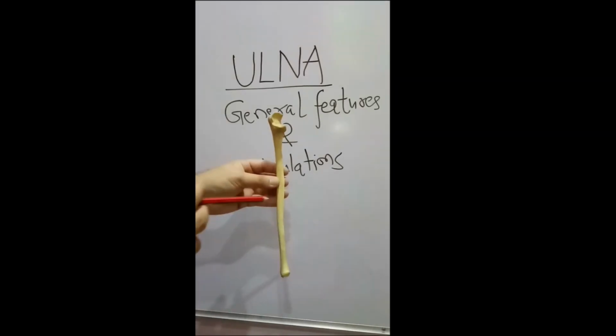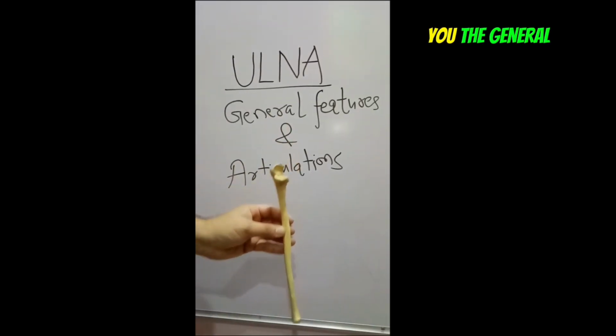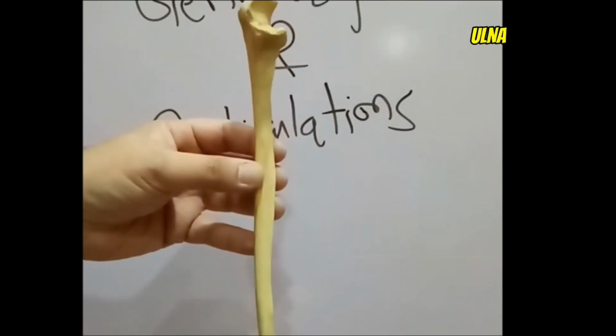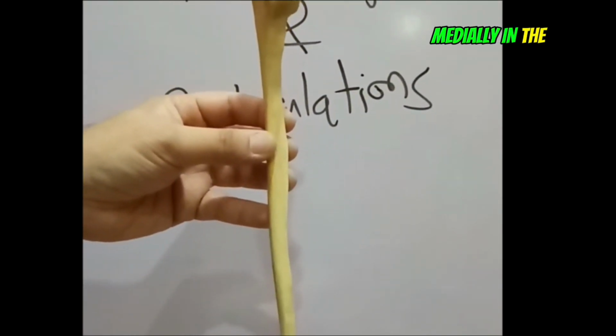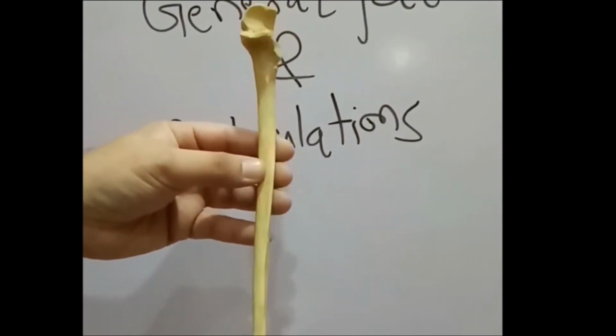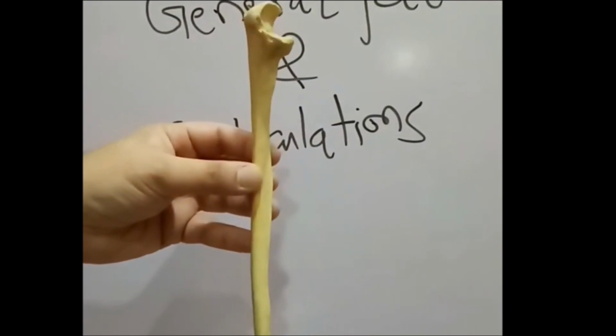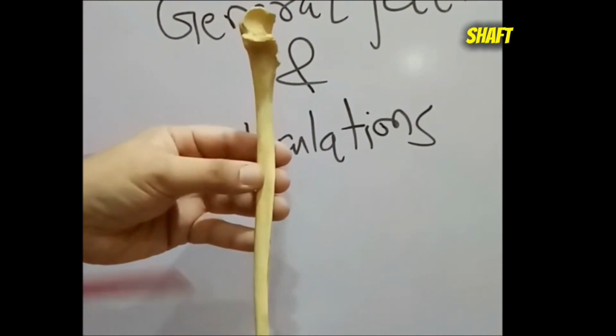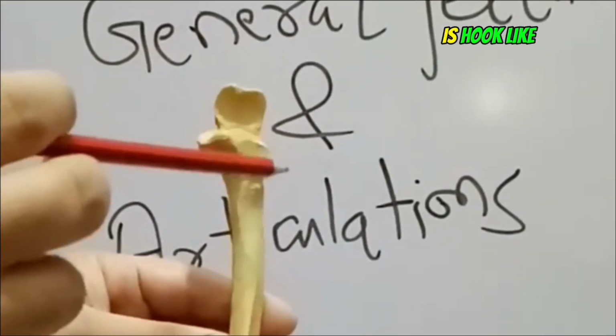Hello everyone. In this video I will demonstrate to you the general features and articulations of ulna. This is the ulna, which is situated medially in the forearm, and it is homologous with the fibula of the lower limb. It is a typical long bone, so it has two ends, an upper end, lower end, and the shaft.